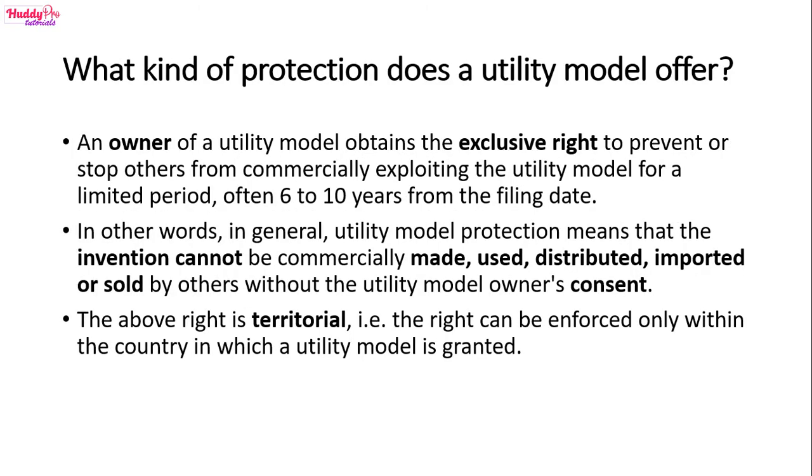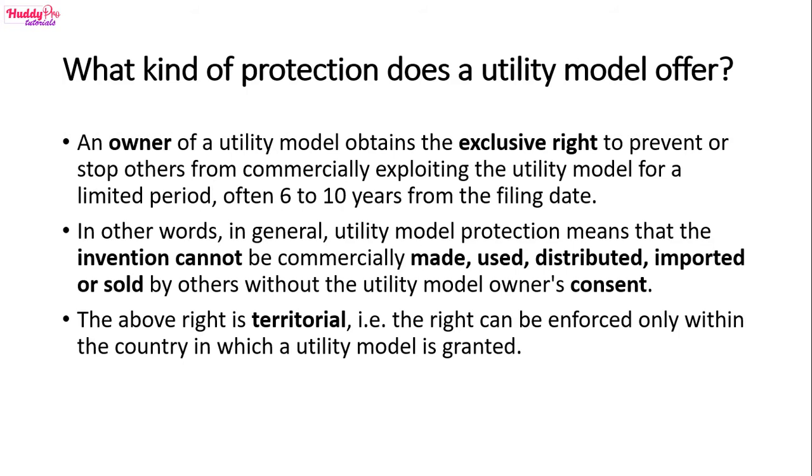Okay. Now let's ask ourselves this question. What kind of protection does a utility model offer? The owner of the utility model obtains an exclusive right to prevent or to stop others from commercially exploiting the utility model for a limited period of time, and often this takes 6 to 10 years from the filing date, from the date you file your application and you are granted your utility model. It takes usually 6 to 10 years.